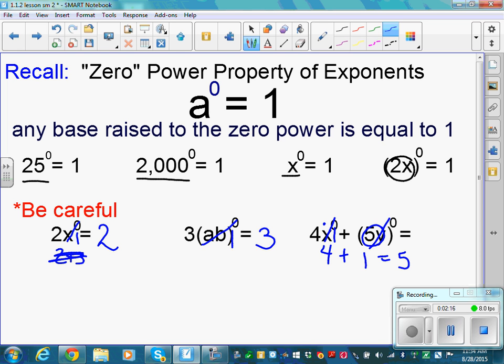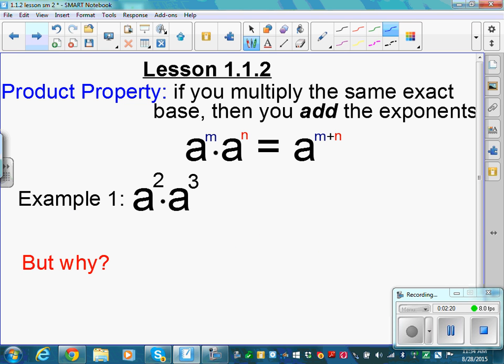So that's what we learned last time. What we're learning today is the product property. So we're going to go ahead and build on the properties of exponents that we've learned so far. This is the second property we've learned, and it's the product property of exponents. What the product property of exponents says is, if you multiply the same exact base, then you will add the exponents. Once again, if you multiply the exact same base, then you will add the exponents.